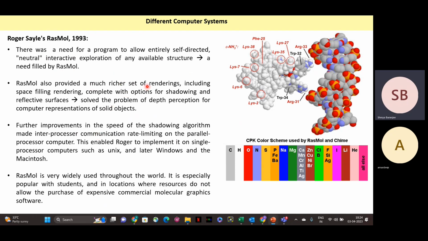RASMOL also provides a much richer sense of rendering, including space filling models. You can see this is a space filling model of a protein interacting with DNA. Also, the options for shadowing and reflective surface were available. In this protein, you can understand that this lysine 7 residue is at the top part of the protein, but this lysine 38 is present behind the lysine 7. So basically, RASMOL gives an idea about the depth perception of the protein; which residues are on the surface and which are in the interior can all be understood by RASMOL.